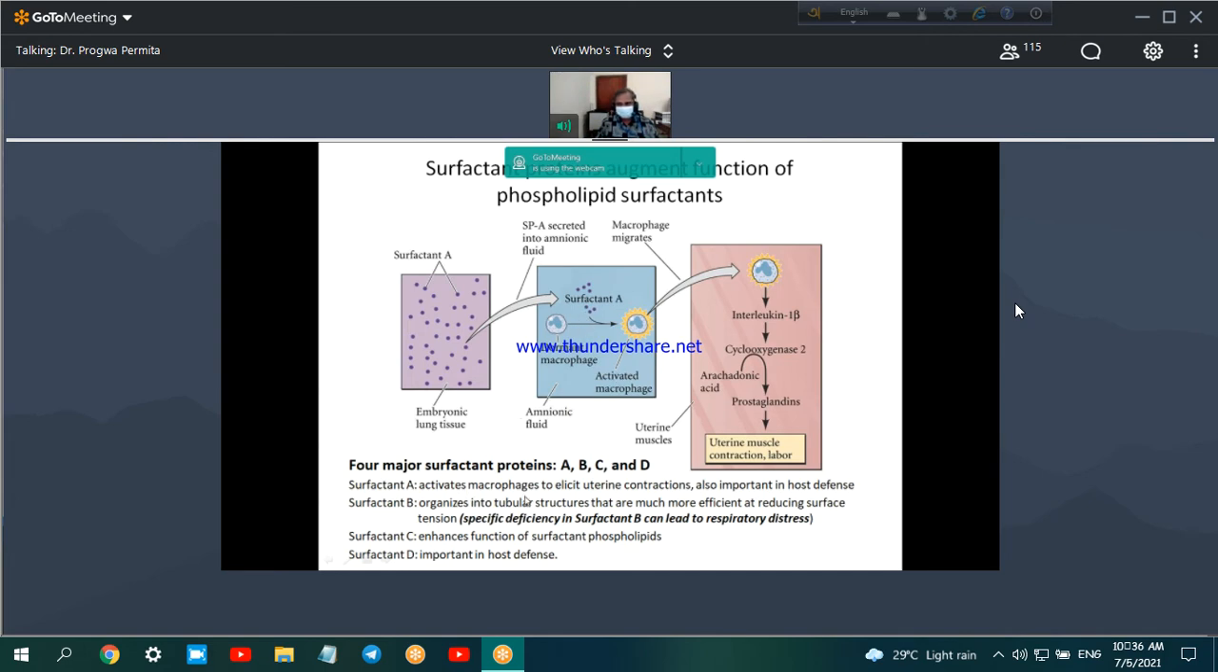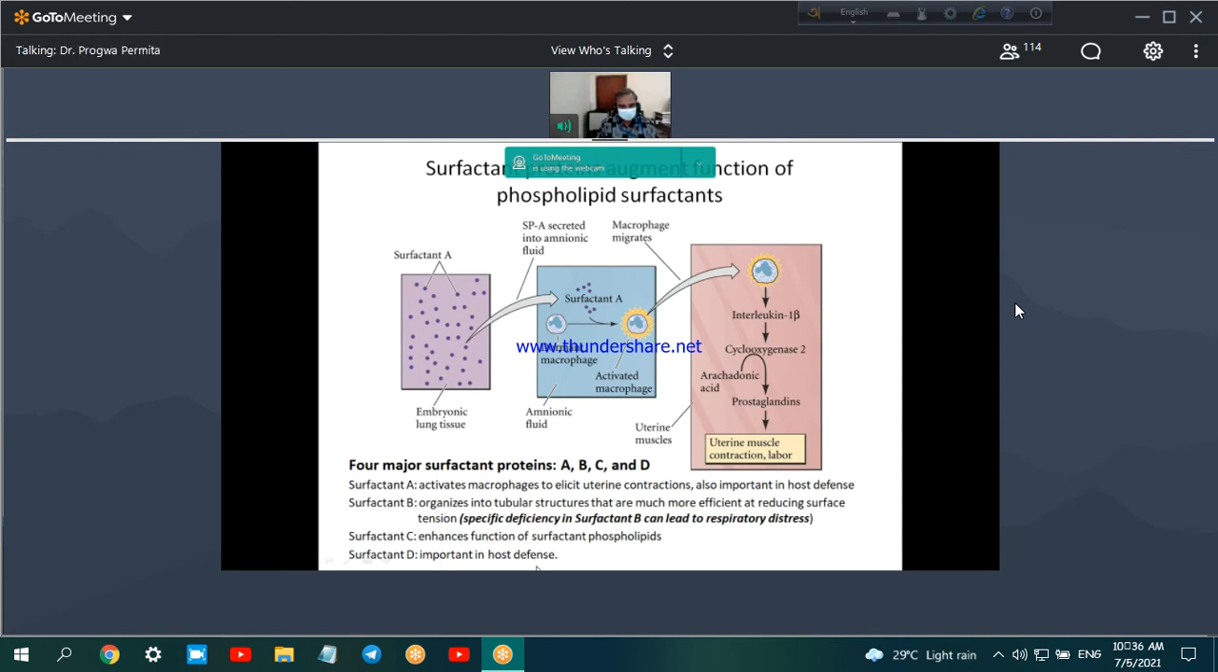Surfactant B organizes into tubular structures that are much more efficient at reducing surface tension. Specific deficiency in surfactant B can lead to respiratory distress. So it is surfactant B, the deficiency of which is related to respiratory distress syndrome of the baby. Surfactant B is much more important. Surfactant C enhances the function of the surfactant phospholipids.